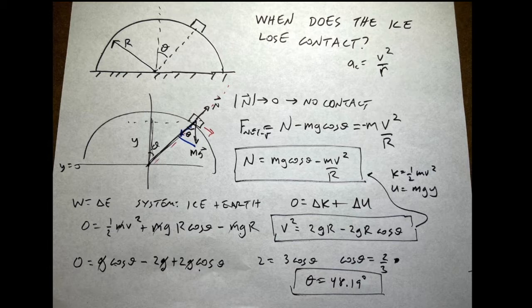So what you do is you look at where the normal force on this ice cube goes to 0 as it slides down this curved path, this circular path. Then you set up the radial forces: the normal force minus the component of the gravitational force has to equal the centripetal term, mv squared over r, and you can find the velocity based on work-energy. The end of the story is I got an angle, measured from the vertical, of 48.19 degrees.